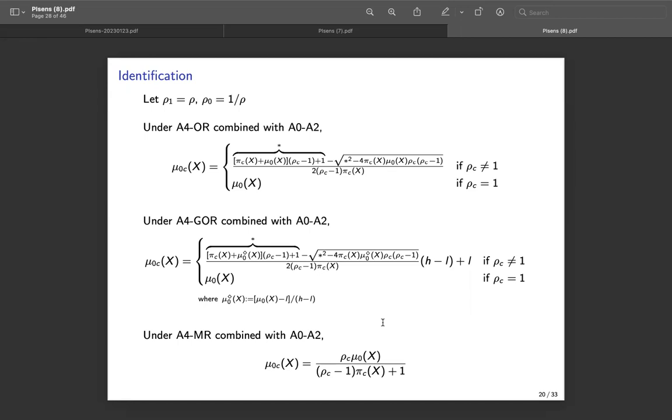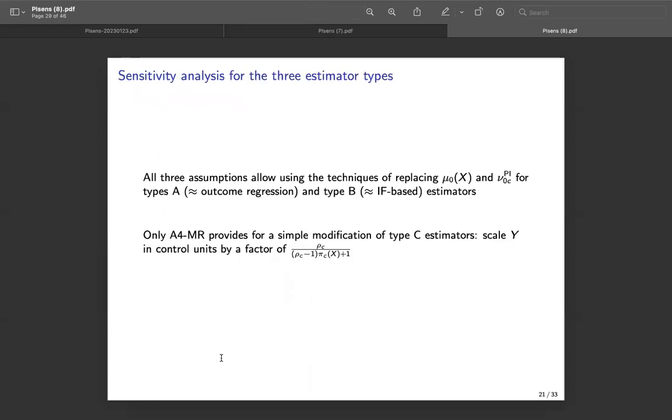So with these three, any of these three assumptions combined with that one equation with two unknowns gives you two equations, and you can solve them and you can have identification results. No point in looking at these in detail. These are just results for the different assumptions. Considering the three estimator types, all of the three assumptions allow using the two techniques of replacing mu0x and replacing the IF-based estimator of mu0c for type A and type B estimators.